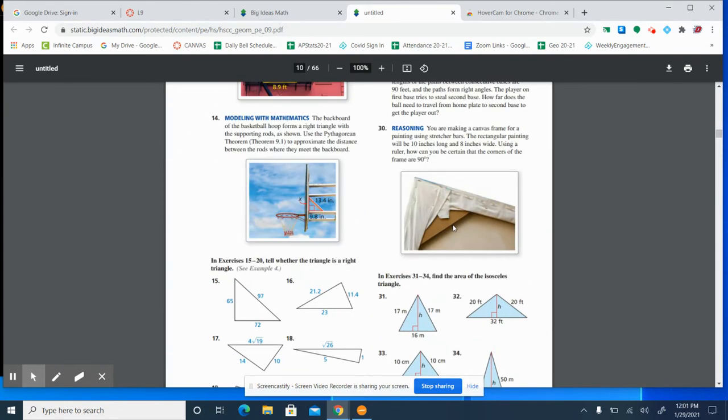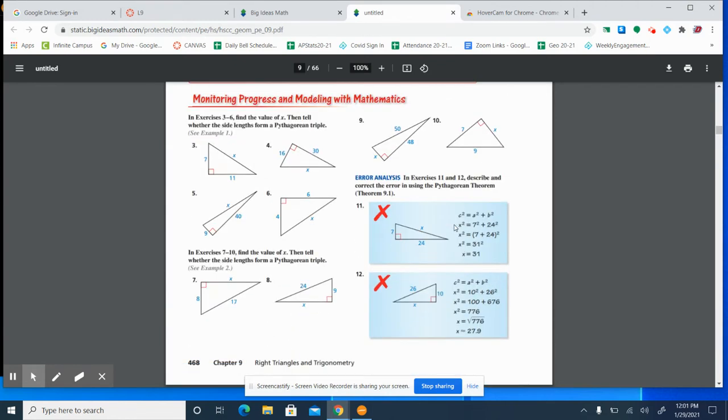On page 468, we have problems that look something like this. So you had to do 3 through 8, so those are these problems right here. In 3 through 6, it says find the value of x, then tell if the side lengths form a Pythagorean triple. Well, what's a Pythagorean triple? A Pythagorean triple is just where the 3 lengths of a right triangle are all whole numbers or integers. If you're not sure, just see example 1.